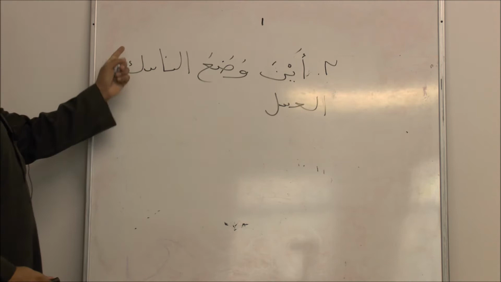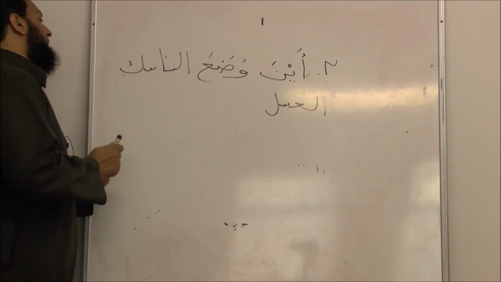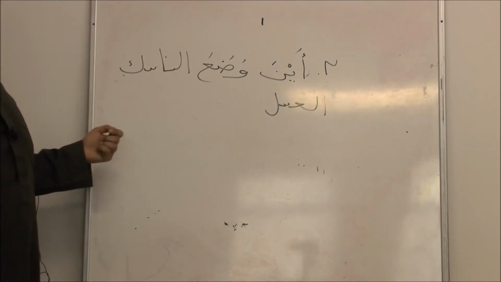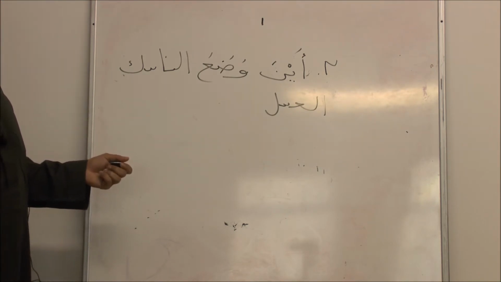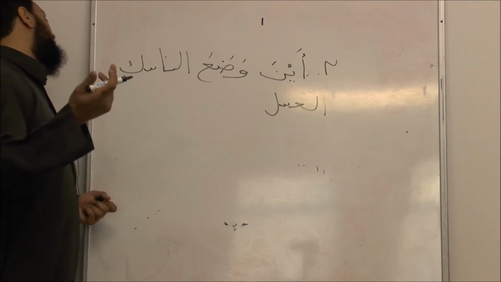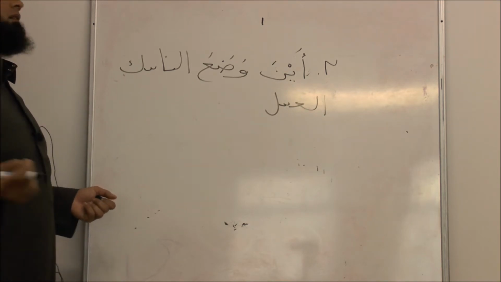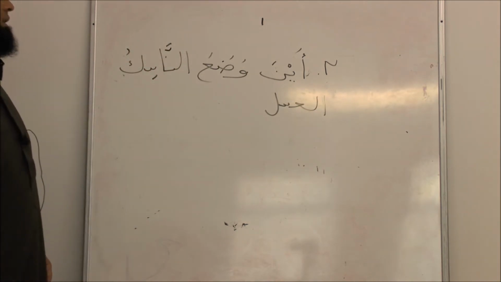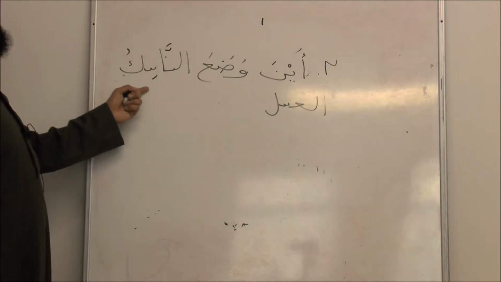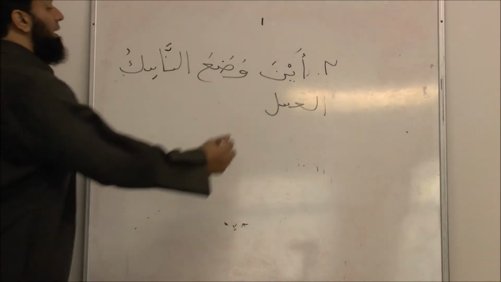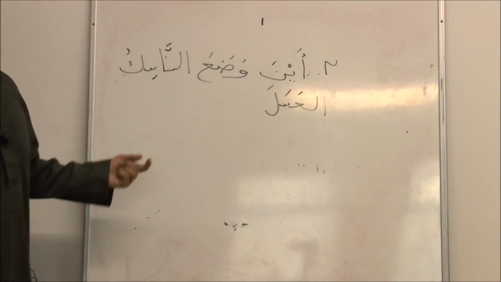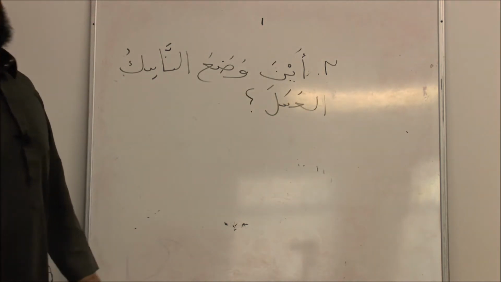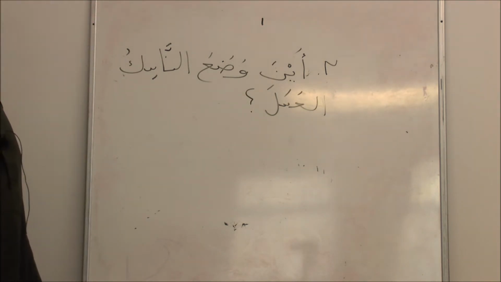So what is the haraka, the marking, on the kaf here? I think it's going to be nasiku. Why? Because it's marfu', because it's the doer, and the fa'il, the doer, is always marfu'. Aina wada'a an-nasiku al-asala. Why al-asala? Because it's the maf'ul bihi, the object, and the maf'ul bihi is always mansub.